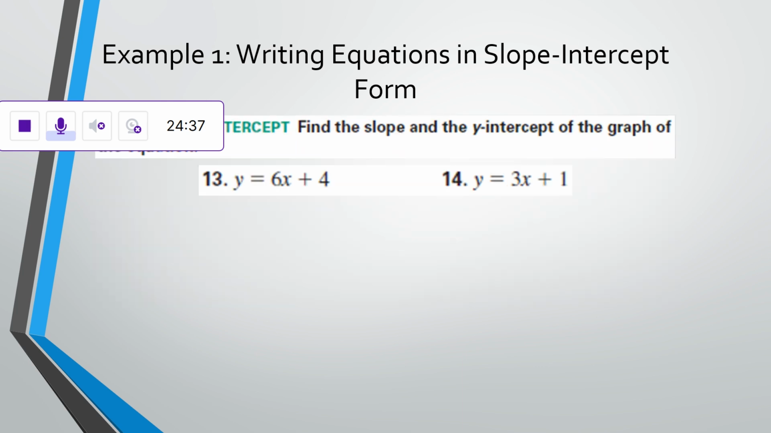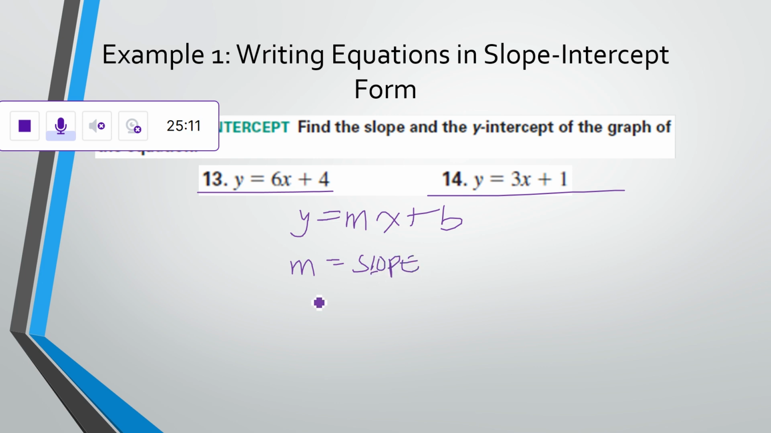So if I were to ask you to find the slope and the y-intercept of the graph of the equation, how would you do that? We are going to look first at, for example, 13, as well as 14. They both fit the formula y is equal to mx plus b. We have mentioned already that m should equal some sort of slope, while b should equal some sort of y-intercept.